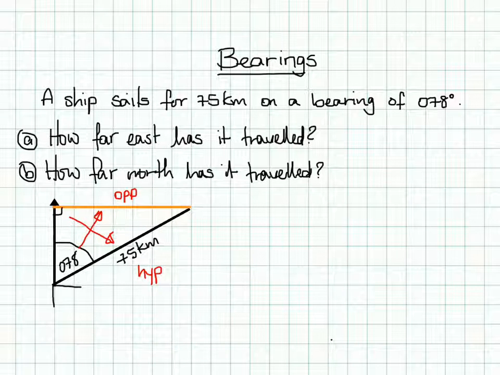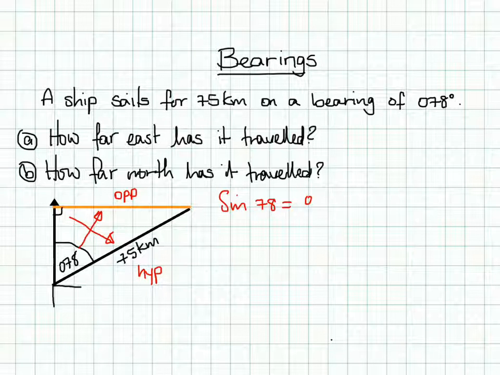Anyway, let's go. Because I need to find the opposite side, and I've been given the hypotenuse, it means that I need to use sine. So I'm going to say that sine of 78 degrees is equal to opposite, which is the side I need to find, divided by my hypotenuse, which is 75. If you are struggling to know why I'm doing this, you might need to go back and watch that video on trig ratios, and this is going to help you to understand what I'm doing here.